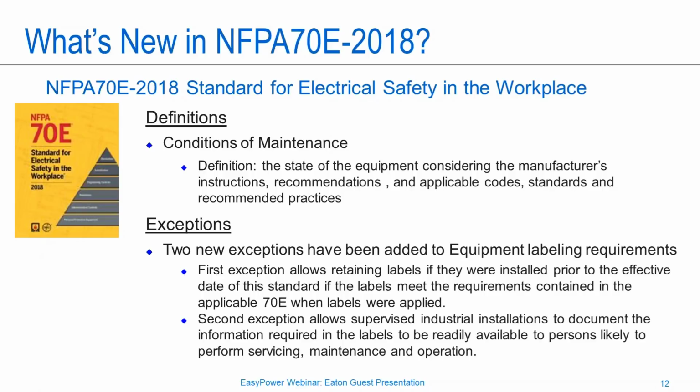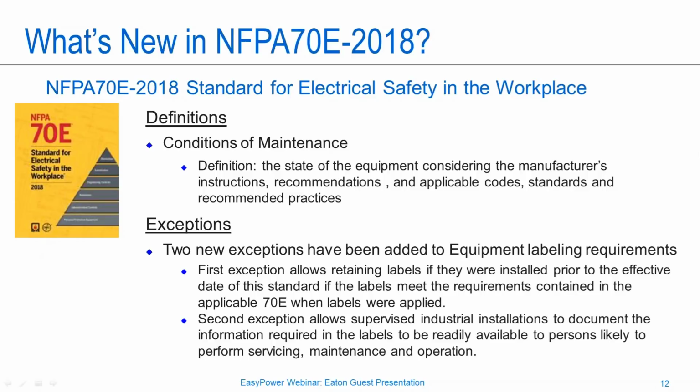This first one really says that it allows retaining labels if they were installed prior to the effective date of the standard, if the labels meet the requirements contained in the applicable standard that was in place when the labels were first put up. So this is good. This basically makes it so that every time there's a new edition of 70E, it doesn't mean you need to start all over. The second exception is unique to specific industrial supervised installations, and it basically allows the owner to not use labels if somewhere the calculations have been performed and that information is readily available to persons that would be performing service, maintenance and troubleshooting.